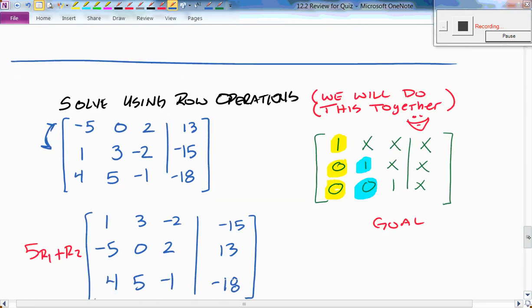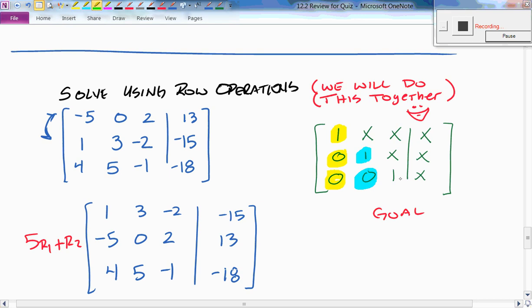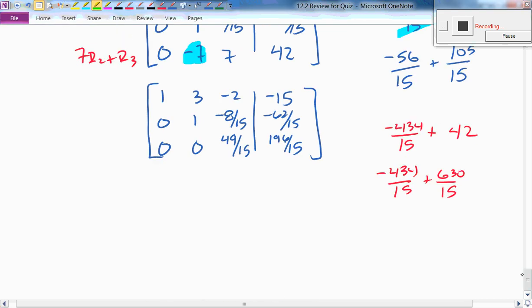Go back up to our little plan here. What's the next thing that we need? We need a 1 here. Now, it's so much easier than you think. How do you make that a 1? Exactly. Multiply the whole thing by 15/49. The first 2 entries in that third row aren't going to change because they're zeros. That's the beauty of multiplying by 0, right? So, here we go.